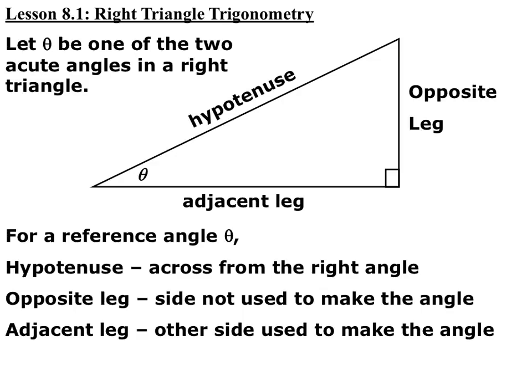And then the way we label is the side that is across from our angle theta is our opposite leg. The side that is attached to our angle, not the hypotenuse, is the adjacent leg, and then the hypotenuse is always directly across from the right angle.